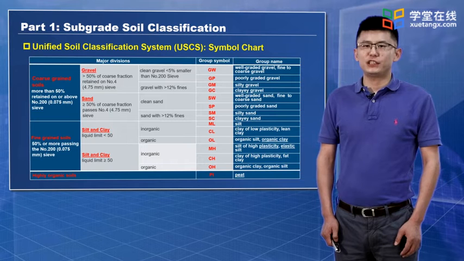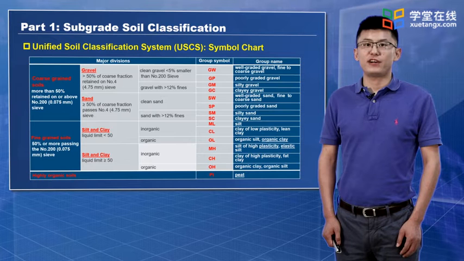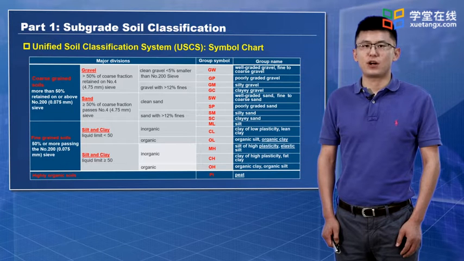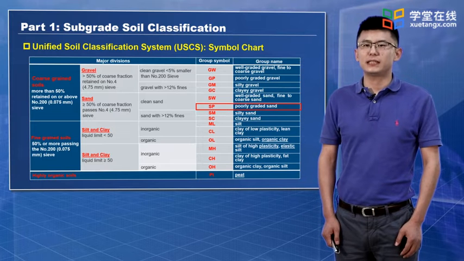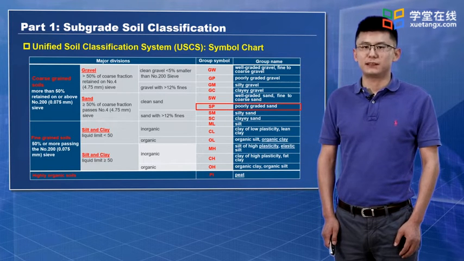And this symbol chart gives us a clearer description of the classification. Generally, it can be classified into three types: the coarse grained, the fine grained, and highly organic. And we can also see a lot of them are represented by two-letter symbols. For example, SP means poorly graded sand.